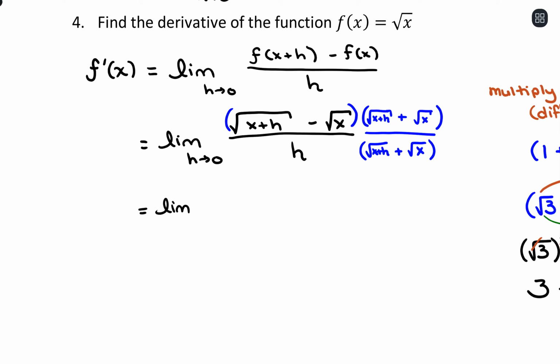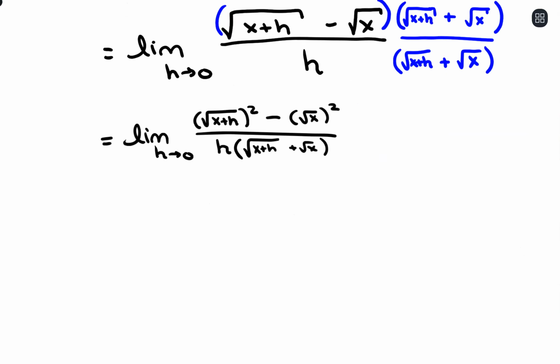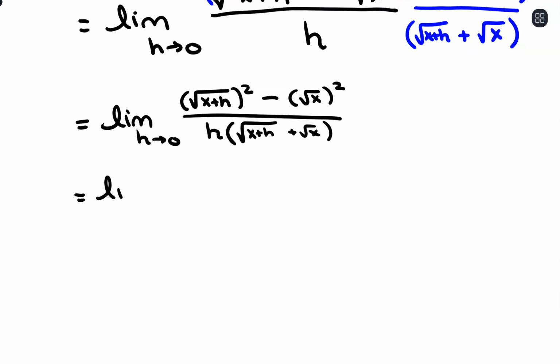So now we have our limit as h approaches 0. Multiplying by the conjugate is going to lead to that difference of squares. So we're going to have this square root of x plus h squared minus square root of x squared, all over, and I'm going to leave these separated, mostly because we eventually want to cancel out that h. So I'm going to leave that factored out, h times the square root of x plus h plus square root of x. Okay, and limit as h approaches 0.